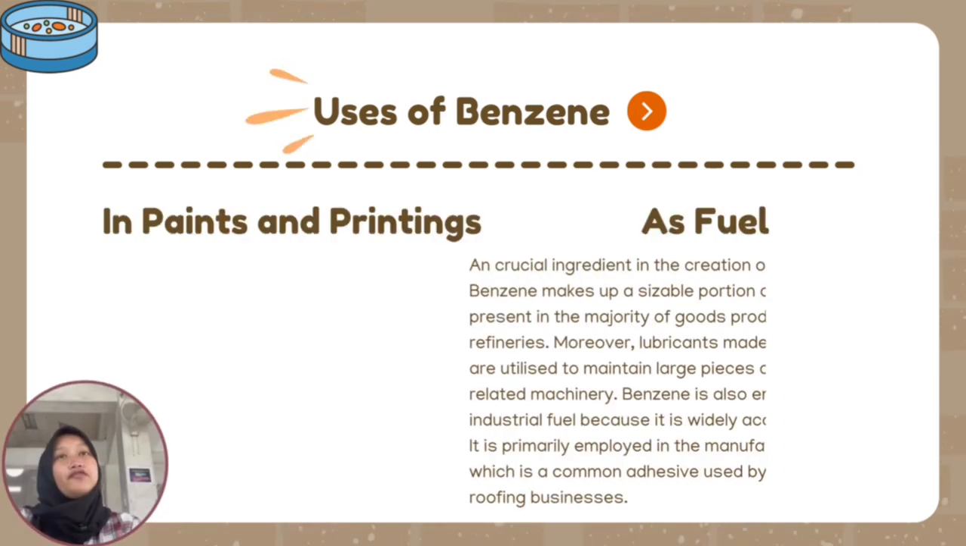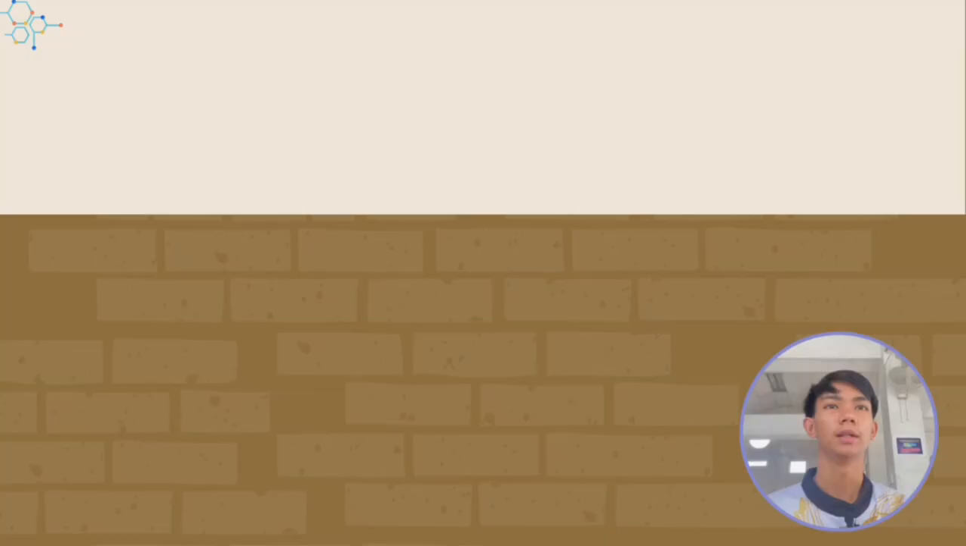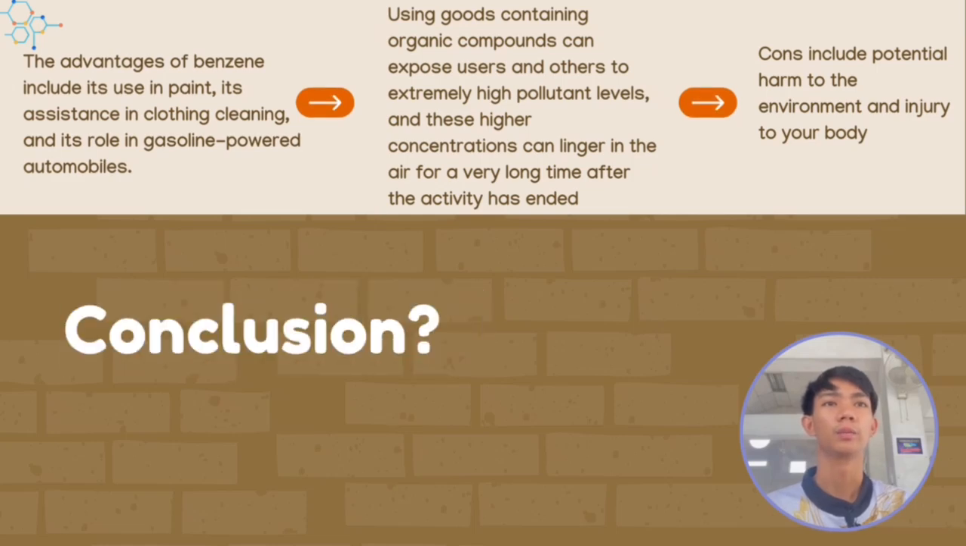Okay, for the fourth use, benzene is the VIP in the creation of petrol. It is also utilized as an industrial fuel since it is broadly accessible in nature. Theoretically, benzene is essential in both production-related machinery and industrial fuel. That brings us to the end of the presentation.